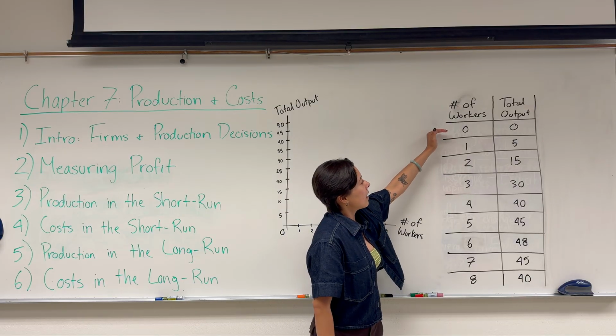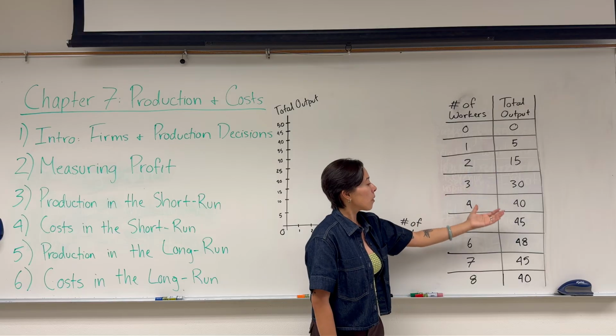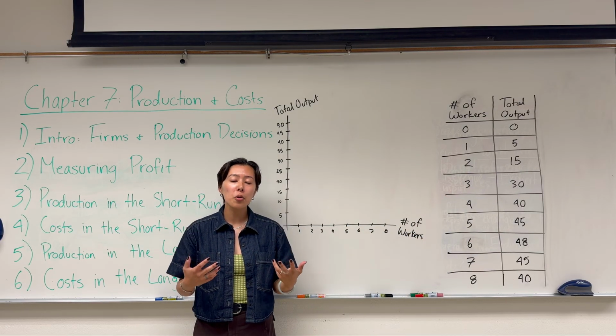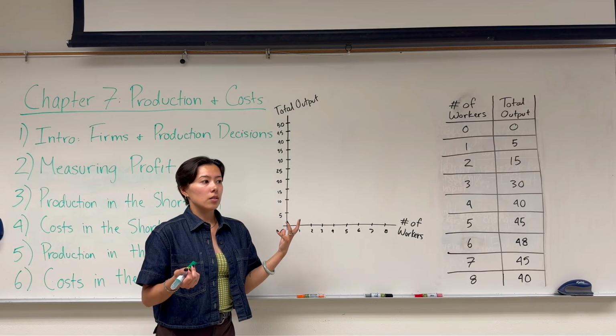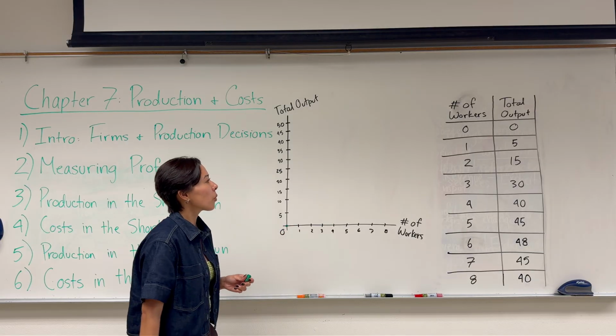But as I gradually increase the number of workers that I have, my total output, for the most part, is increasing. I can use this information to plot my total production function in the short run. So when I have no workers, I'm not producing anything. So I'd be way down here at this point.